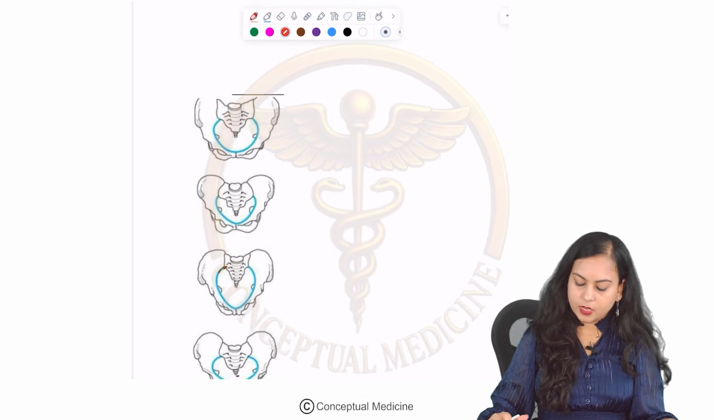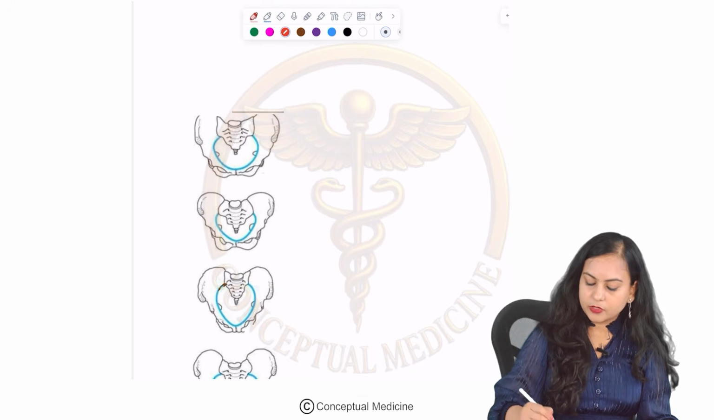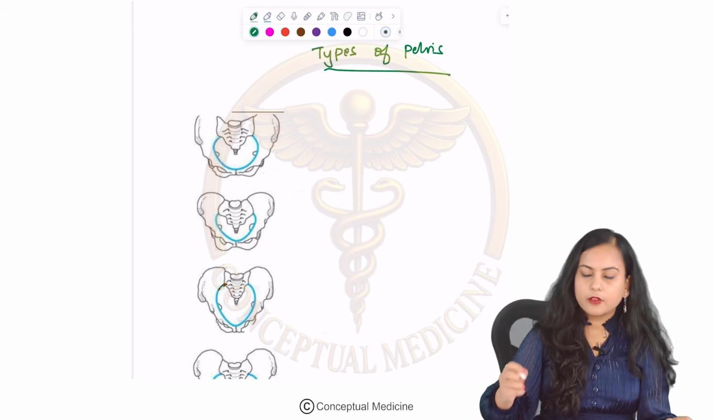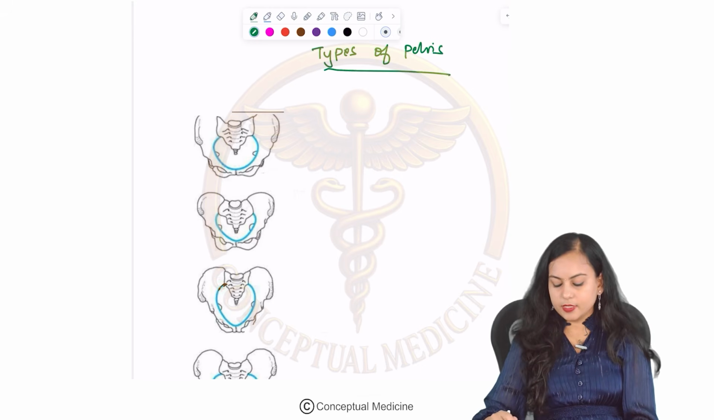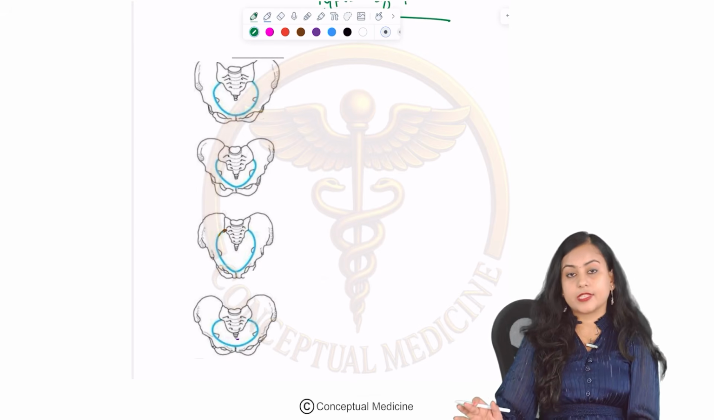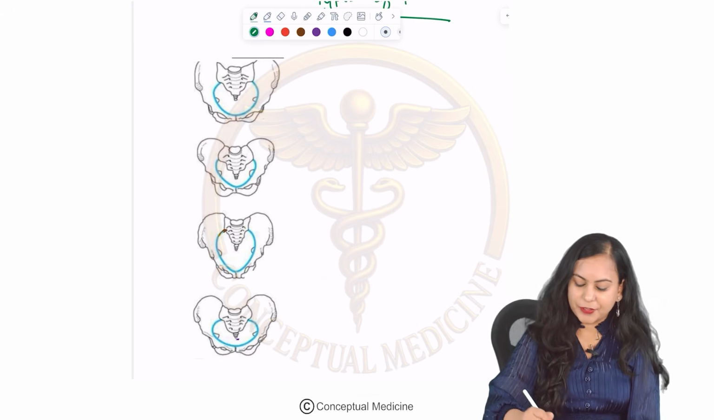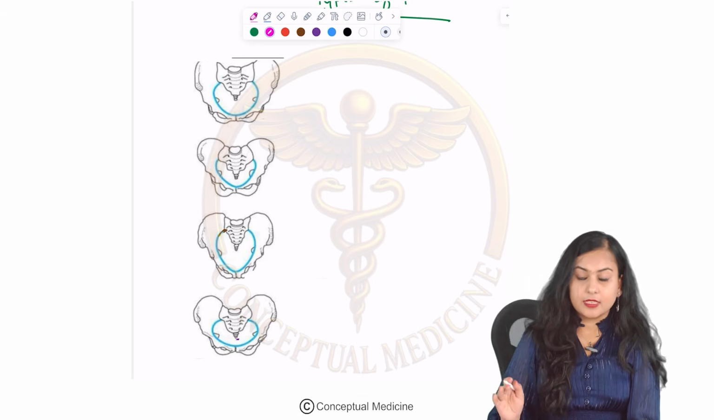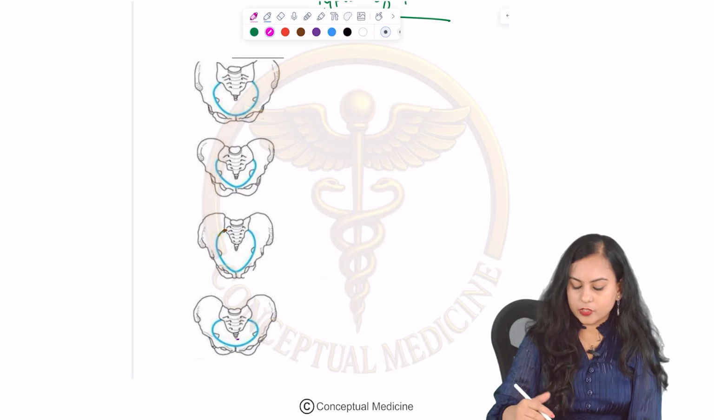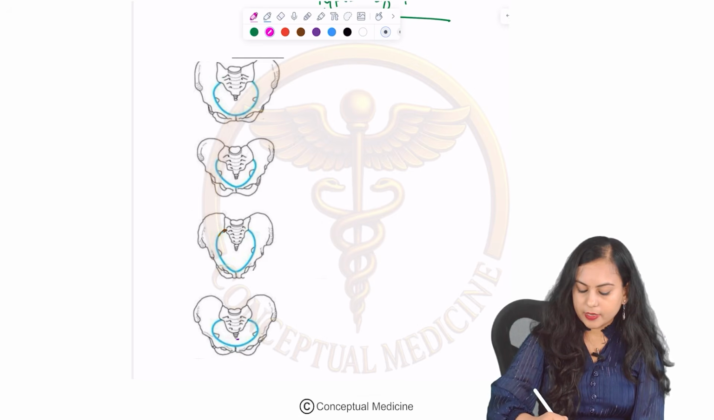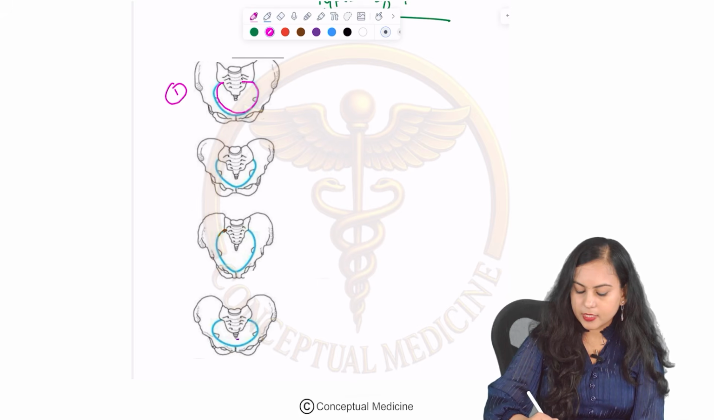Now, coming to the types of pelvis. We have 4 different types of pelvis. First, let us identify what these types are, then we will discuss the importance of each type. When you see this, the one marked in blue color is the inlet shape. In the first one, the inlet is somewhat round in shape.